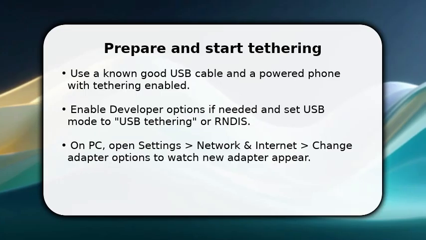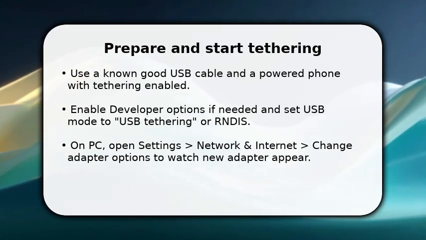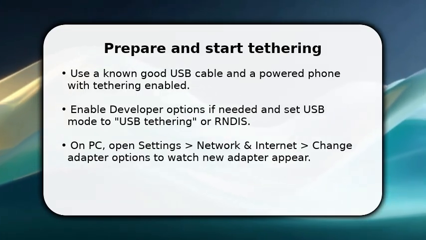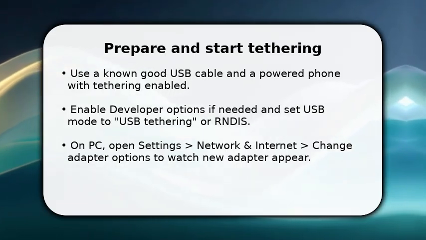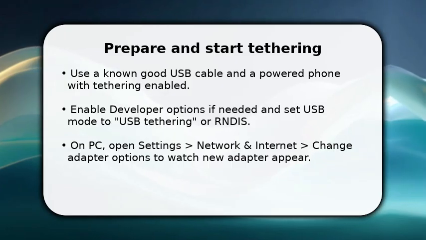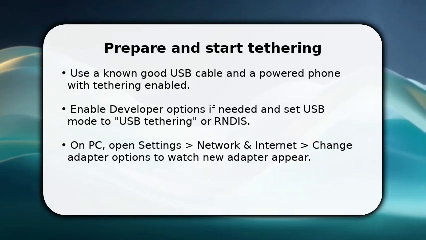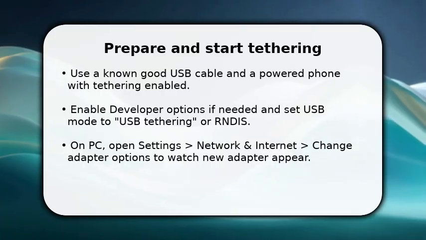You start by making the physical and software prerequisites correct. Plug a good USB cable into the phone and PC, then enable USB tethering on the phone. This switches the phone into a network device. On Windows, open Network Connections to confirm a new adapter shows up.